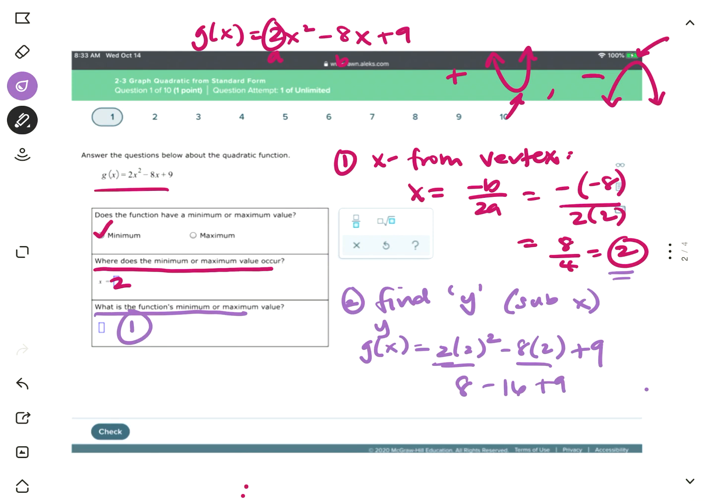Another thing about this is we did the same process as when we're trying to find the vertex. Basically, that's what we're doing here, because the vertex will tell us what the minimum or maximum is and where it's going to be located.